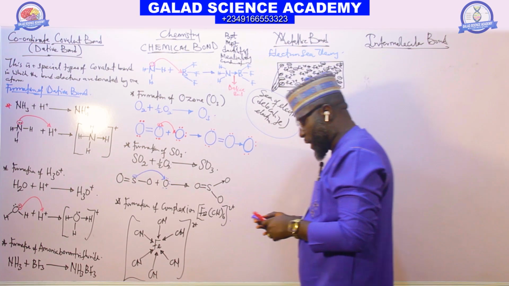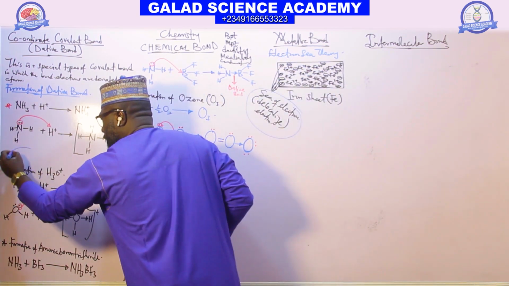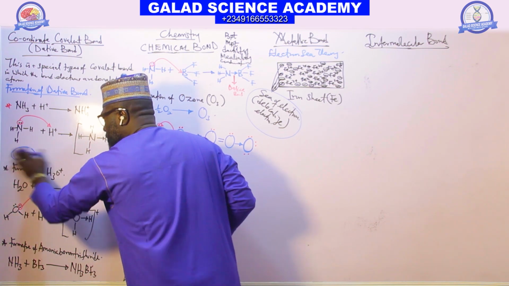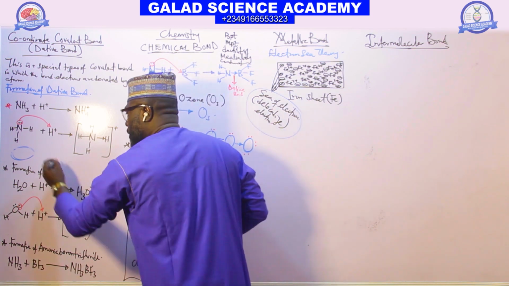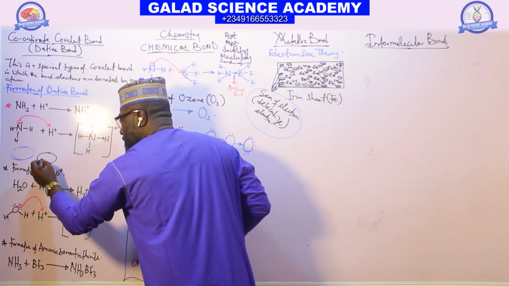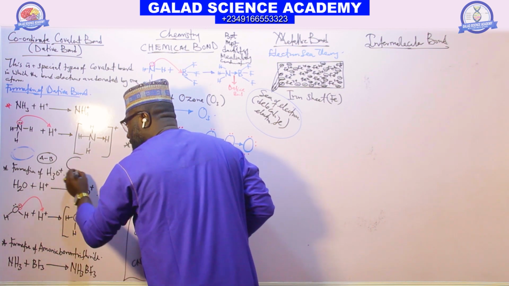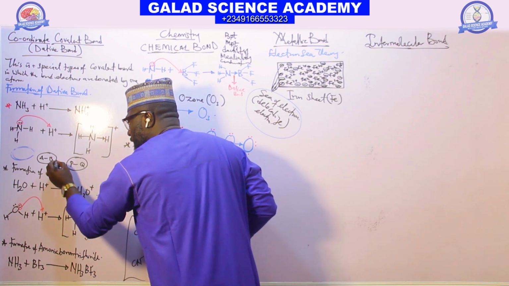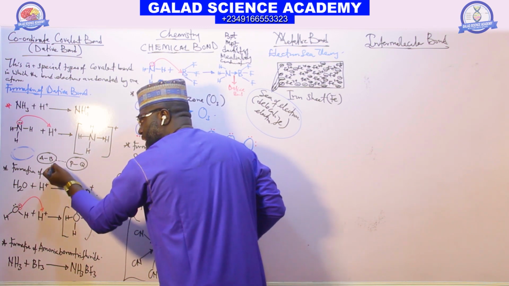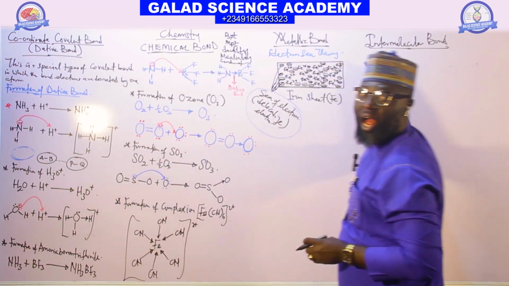Take for example now, assume this is a molecule. Let me draw a molecule here. Let me use the black marker. If you have a molecule, A, B. We have another molecule, P, Q. So if you now join them together with this broken line, this broken line represents intermolecular force or intermolecular bond.